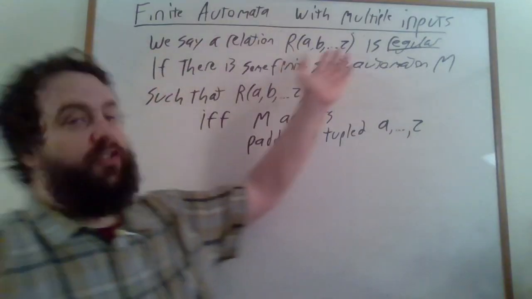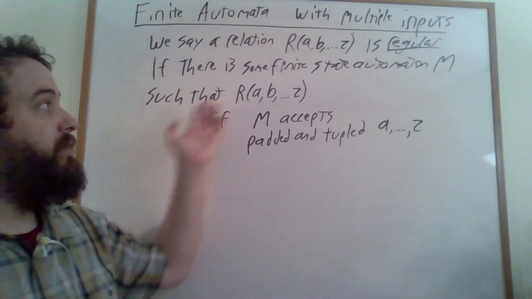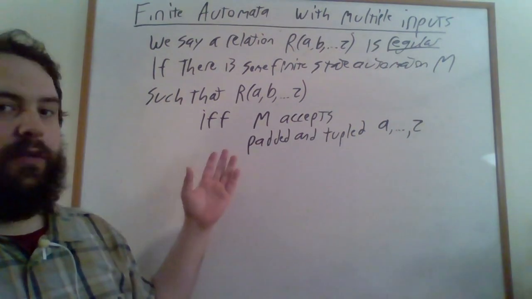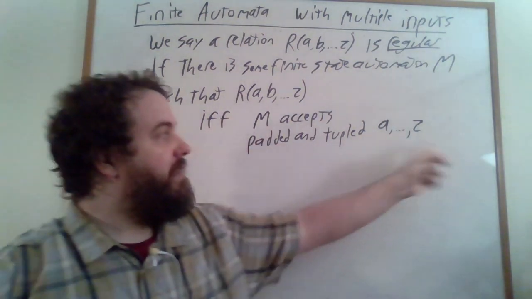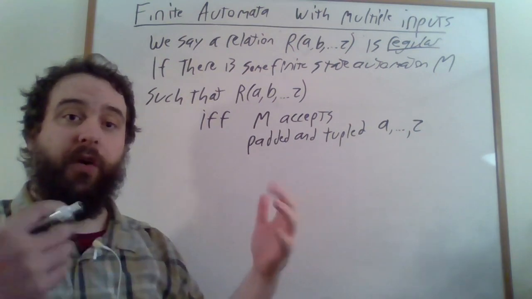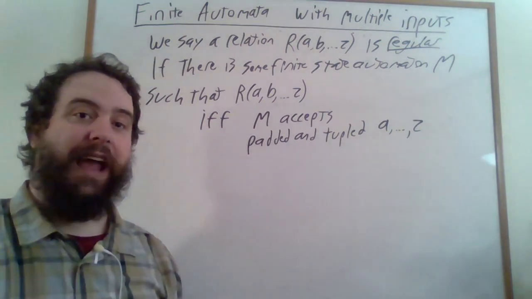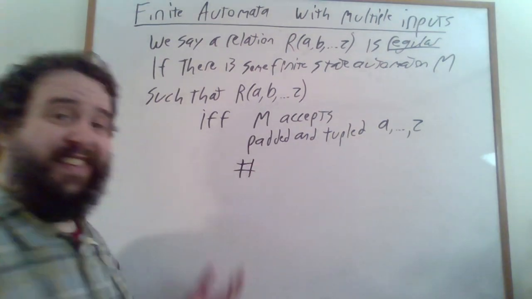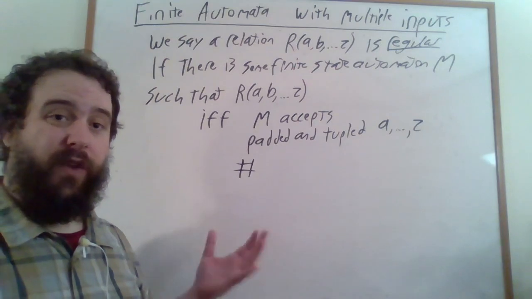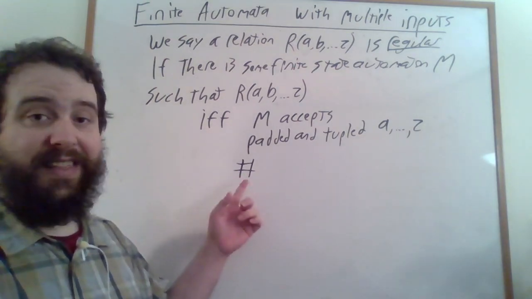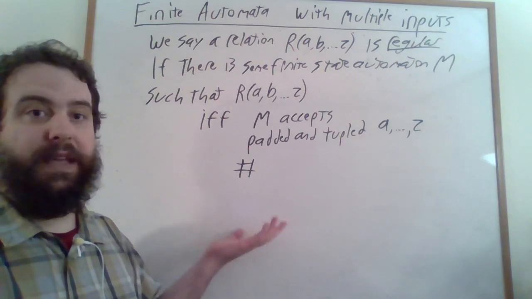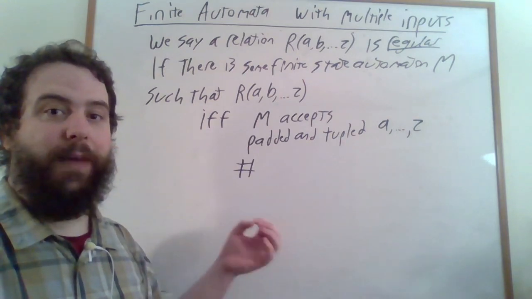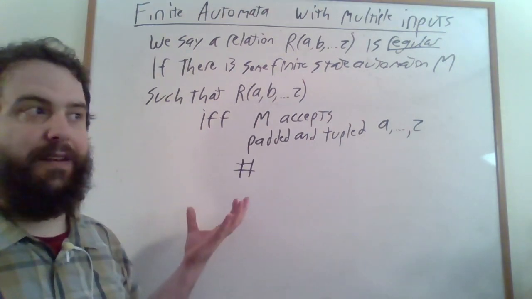So we say that a relation is regular if there is some finite state automaton M such that R of these inputs if and only if M accepts these inputs when we have padded them to all be the same length with a special padding character. I like to indicate the padding character with an octothorpe, just because this tends not to show up in other alphabets that we construct when we're doing applications. And the key thing is that this padding character really shouldn't be any character that is in our alphabet.